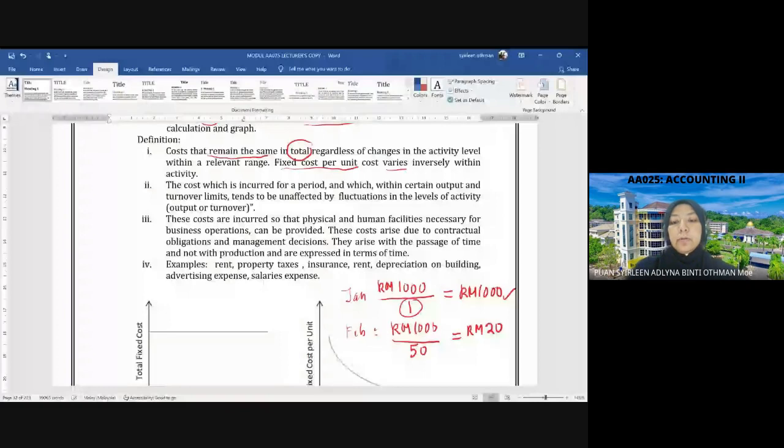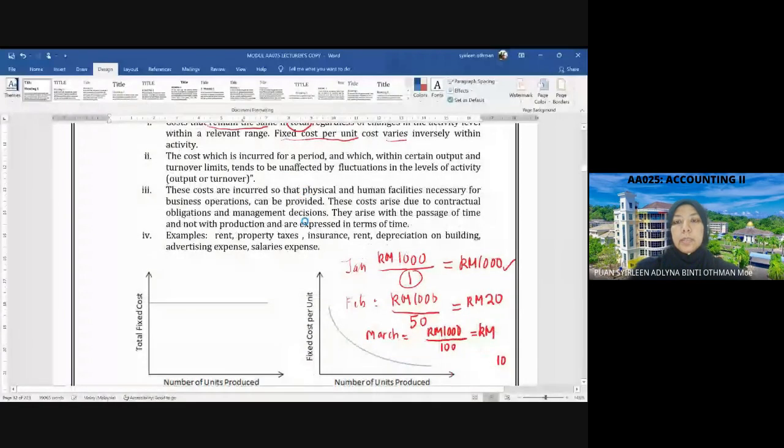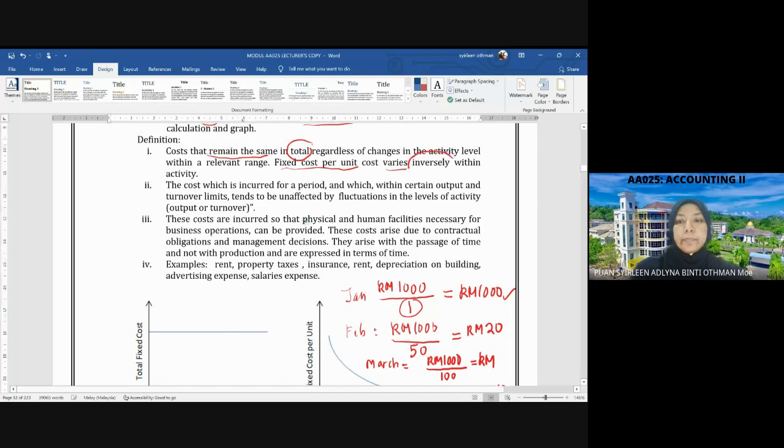So if in the month of March I increase my level of production, my rent stays at 1,000, it remains 1,000. But say my level of production is 100. So here, my fixed cost per unit is RM10. Okay, if you read my notes, you see the word inversely. It means that when we increase the level of activity, automatically the fixed cost per unit will decrease.